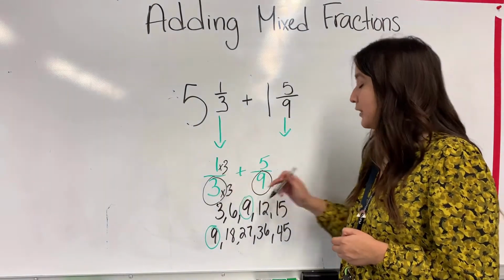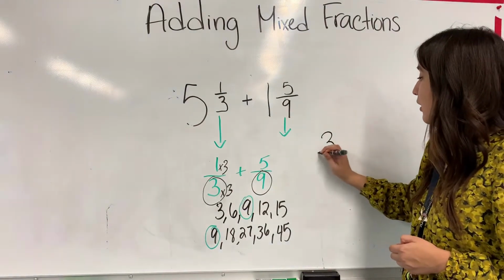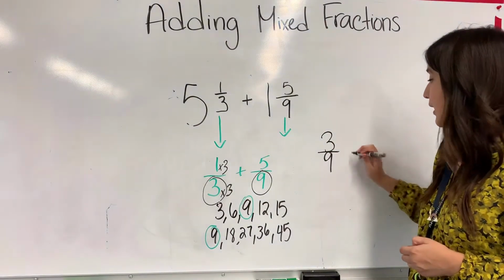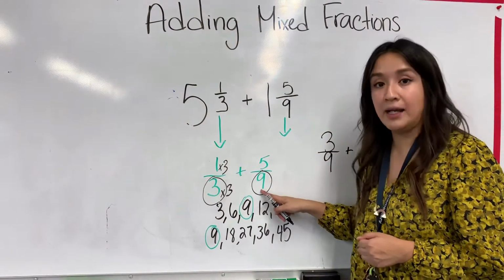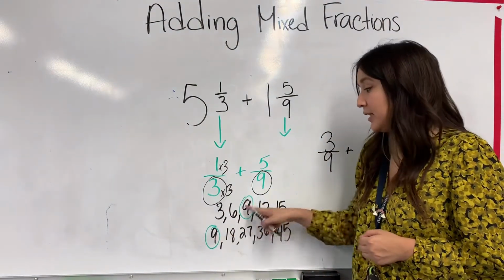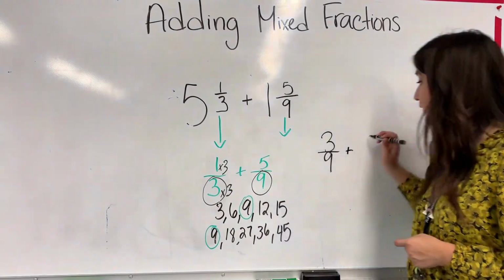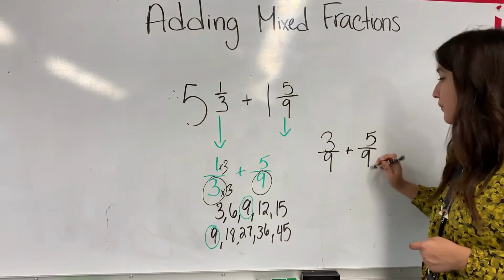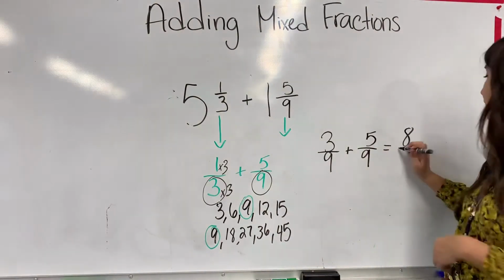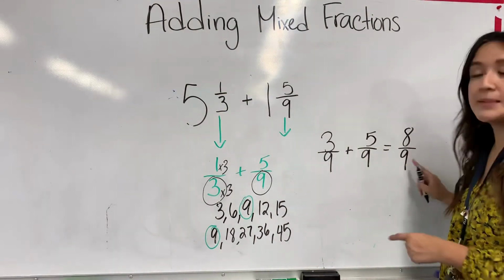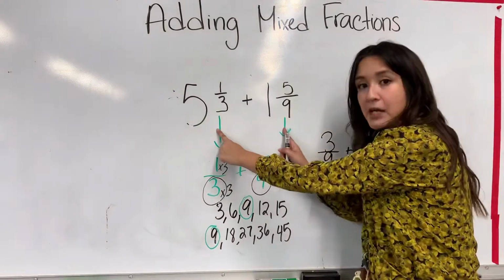This whole thing changes into 3 9ths, okay? Do we have to change this one to a 9? No, it's already a 9. We needed a 9, this one's already a 9, so we leave it as 5 9ths. We add them together and we get 8 9ths, okay? That's my fraction. We just added our fractions.